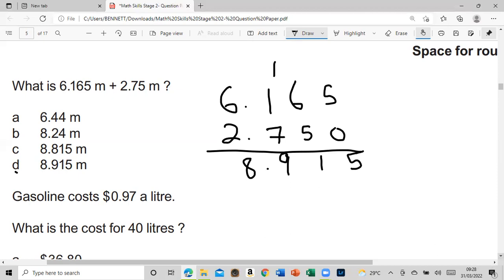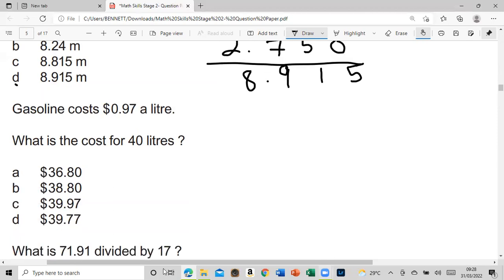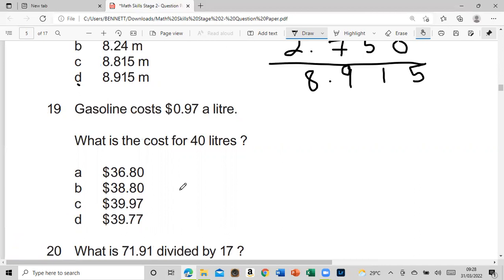Alright, gasoline, expensive gasoline. Oh my god. So gasoline costs 97 cents a liter. What is the cost for 40 liters? All we have to do is multiply 97 times 40. Notice we're not using a decimal, guys. We just use the raw natural number, right? And then we put the 2 decimal places at the end.